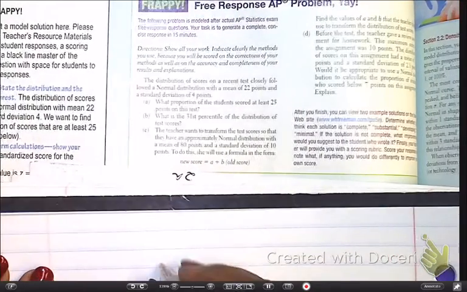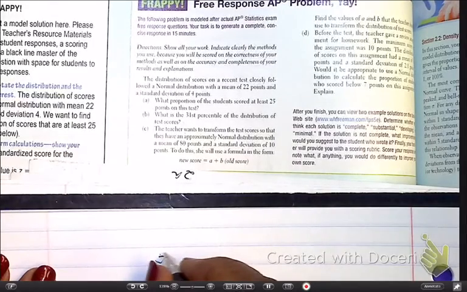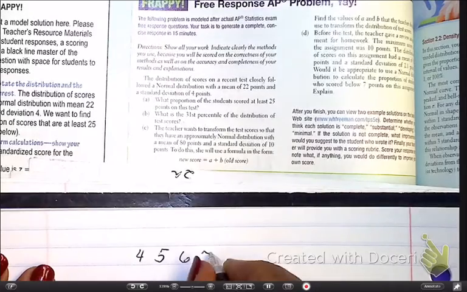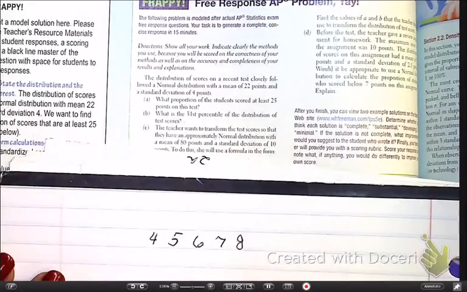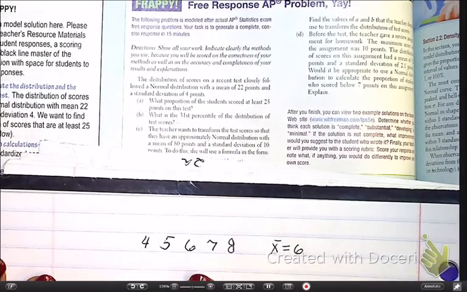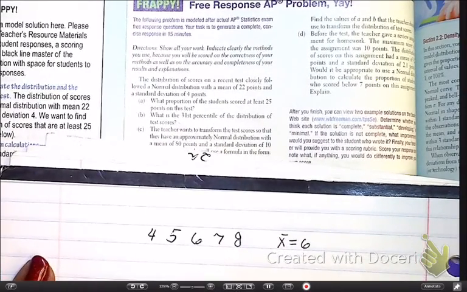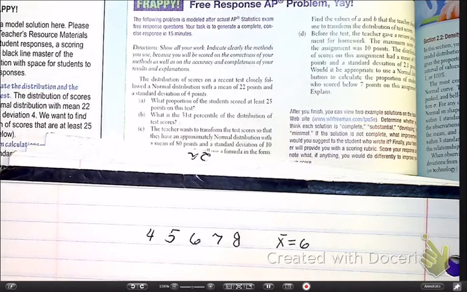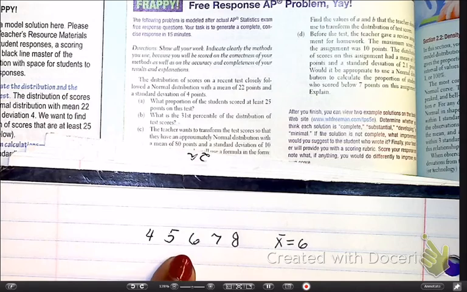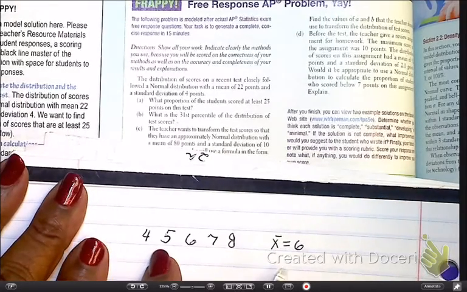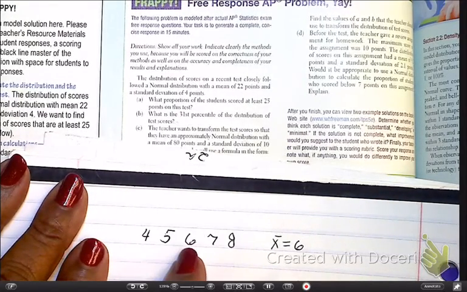Okay, so if I just take the numbers 4, 5, 6, 7, 8, and I ask you to find the mean, this is equal to 6. Now, if I ask you to find the standard deviation, honestly, I don't know exactly what it is because it's not that serious. But I do know, look at the distance between these numbers. It's small. They're consecutive. So it's going to have a small standard deviation. When I say consecutive, they go from 5 to 6, 6 to 7, 7 to 8.